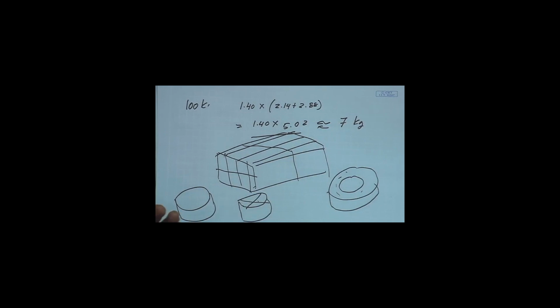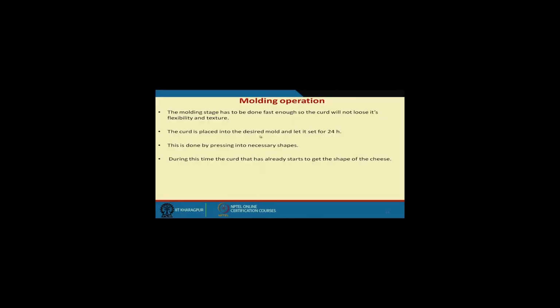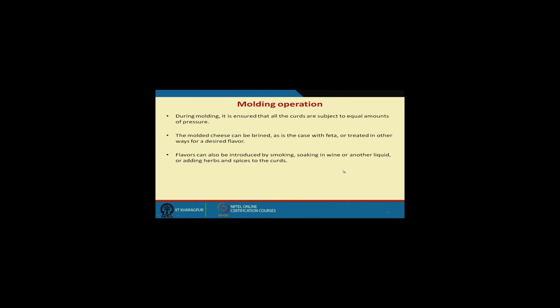This is usually done: the curd is placed in the desired mold and left to set for 24 hours, and it is pressed into the necessary shape. During this time, the curd starts to take the shape of the cheese. During molding, it is ensured that the curd is subject to an equal amount of pressure, and the molded cheese can then be brined.